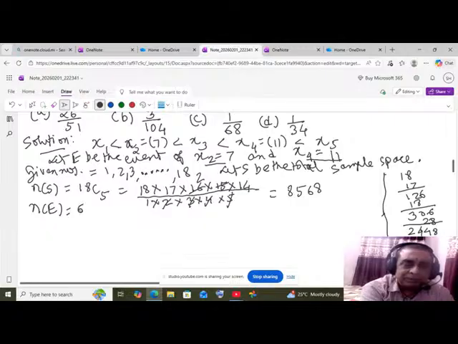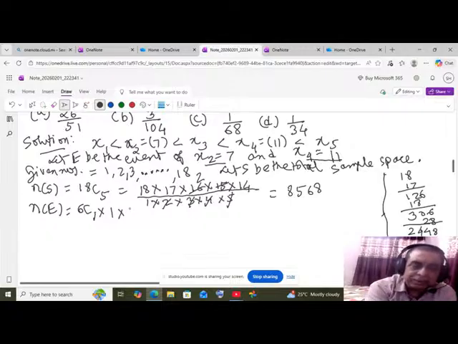In how many ways? 6C1 ways, times x2 is 1. Okay, so it is chosen only one way, that is 7. Now x3 will be chosen in how many ways? x3 can be chosen between the numbers 7 and 11. It should be bigger than 7 and smaller than 11. So which are the numbers? 8, 9, 10. Okay, three numbers. So from three numbers, x3 can be chosen in how many ways? 3C1 ways.